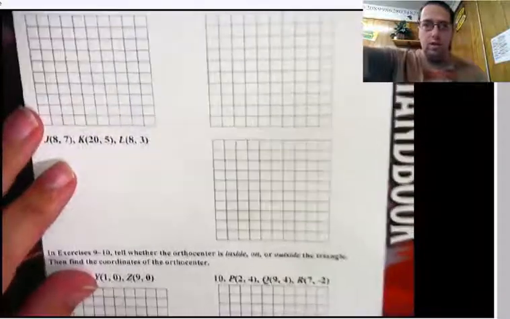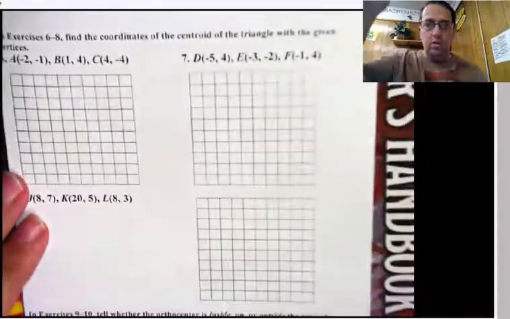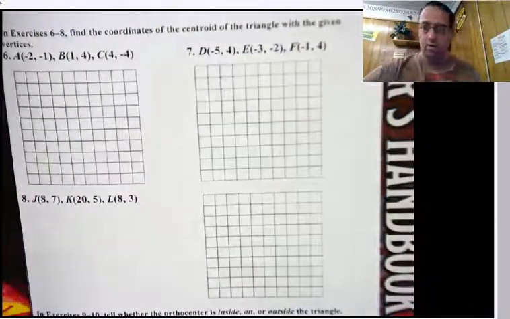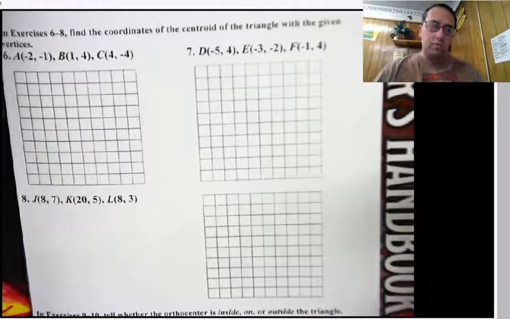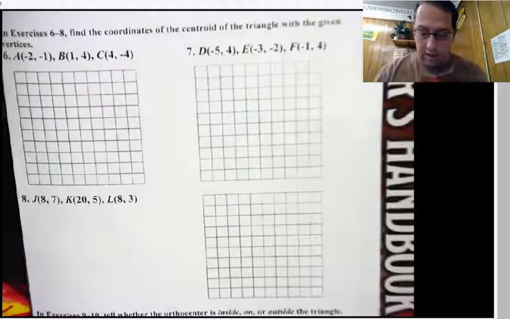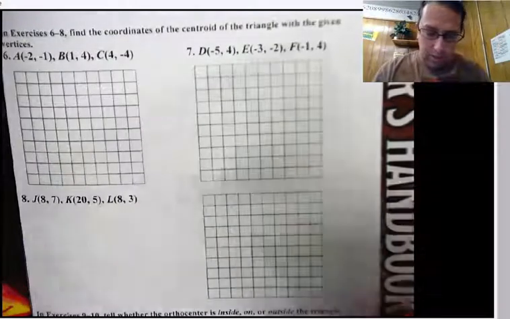Now we're going to get to stuff that's slightly more complicated, because here what we're going to do is look at this on a coordinate grid. So looking at this on the coordinate plane, what it wants us to do is find the coordinates of a triangle with the given vertices. So let's take a look. It didn't give us any axes, so we need to draw those in.